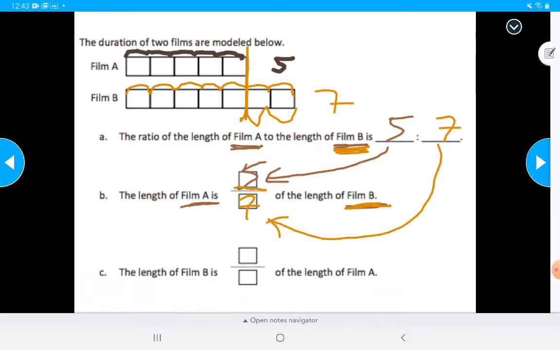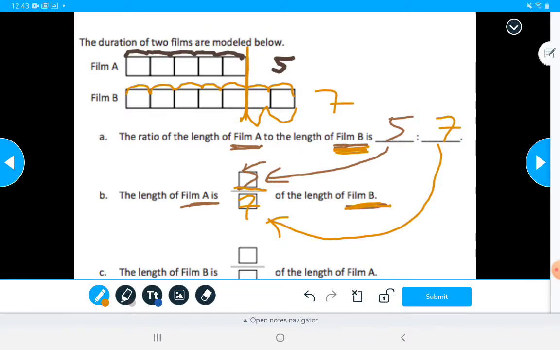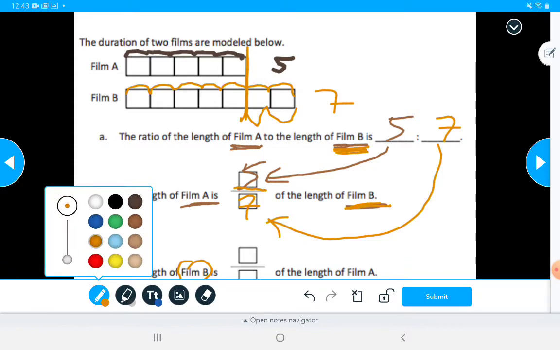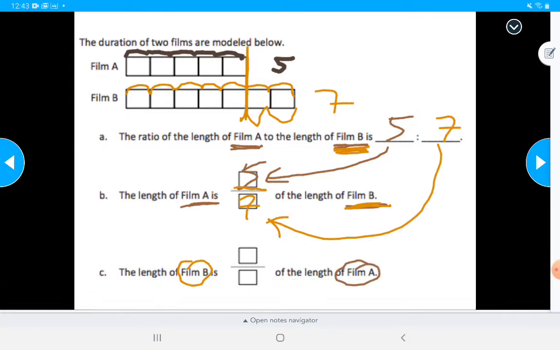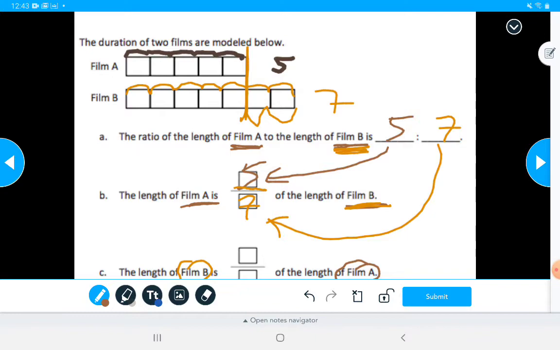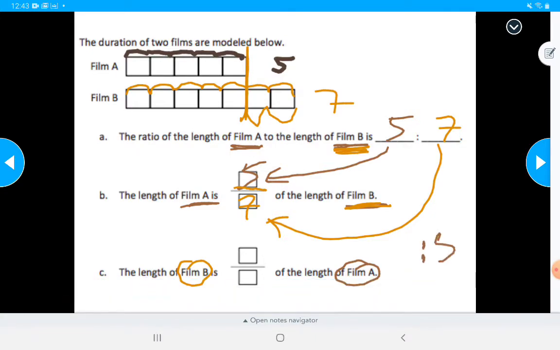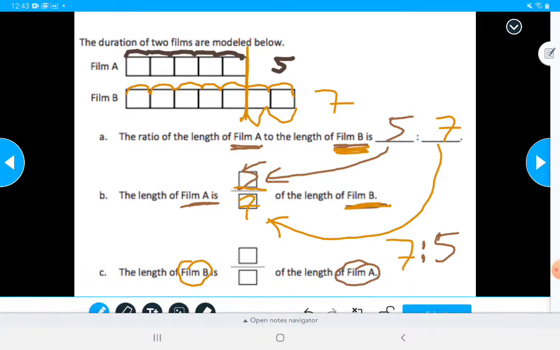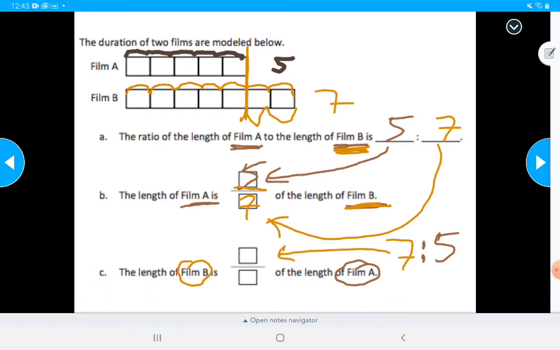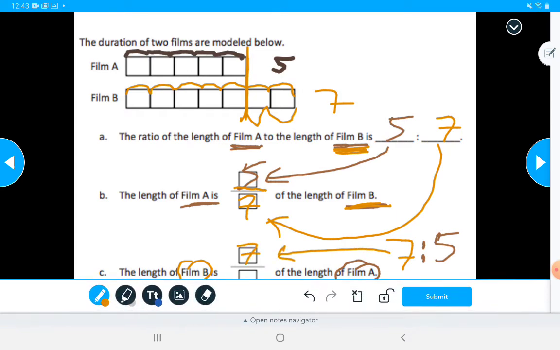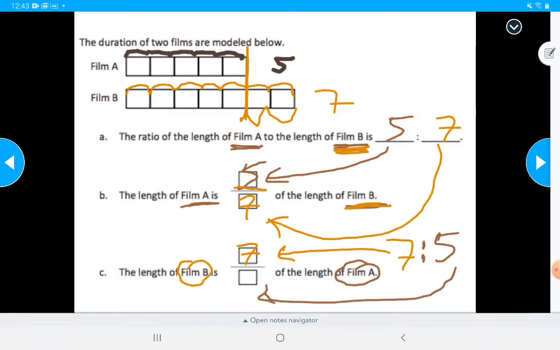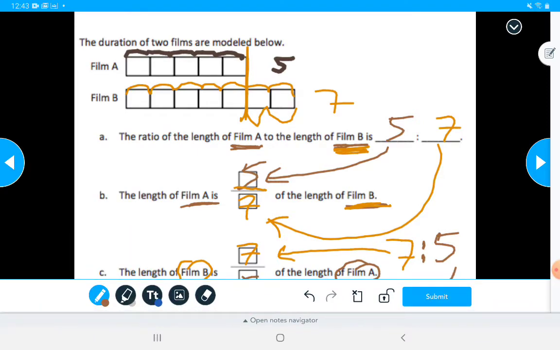Now, the second question is a flip. It asks, what's the length of film B in comparison to the length of film A? So now, in the same way, we need to flip our ratio. So instead, our ratio would now be 7 to 5. So if it's 7 to 5, this number is going to go on top. Here's our 7. And then we have our 5 is going to go along the bottom. So we have 5 to 7.